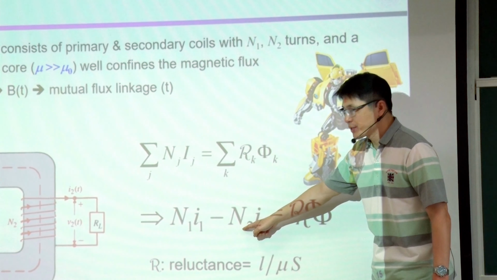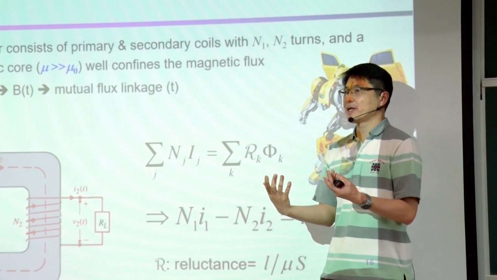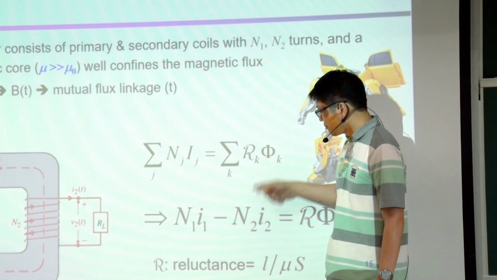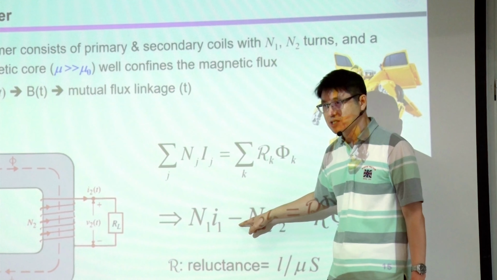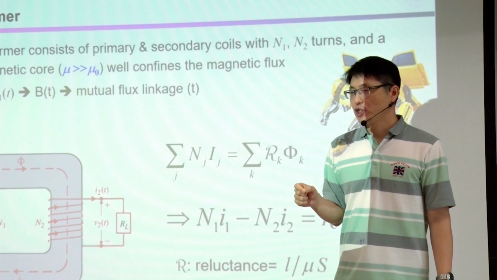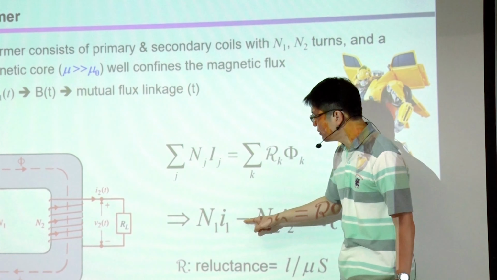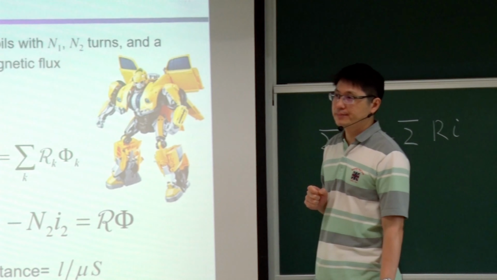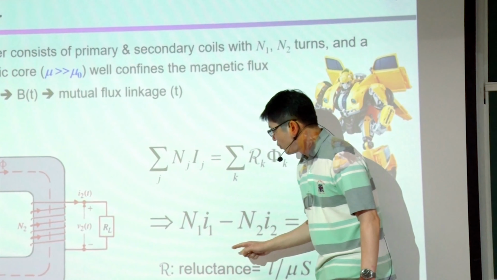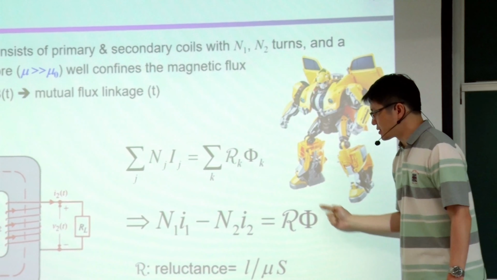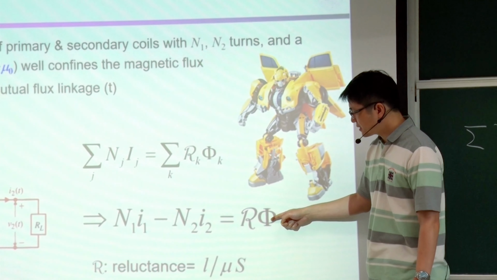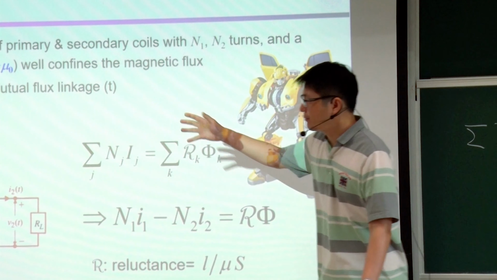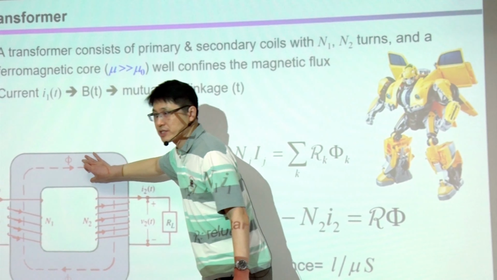So the best way to write it, summation sign, is saying you add them together, but in this case, the magnetic flux generated by coil number 2 is used to cancel the magnetic flux created by the first coil. So you need to adopt this negative sign. Okay? So N1I1 minus N2I2 is your resulting magnetic flux multiplied by the reluctance. Here you only have one device, right? The only device is this magnetic core.